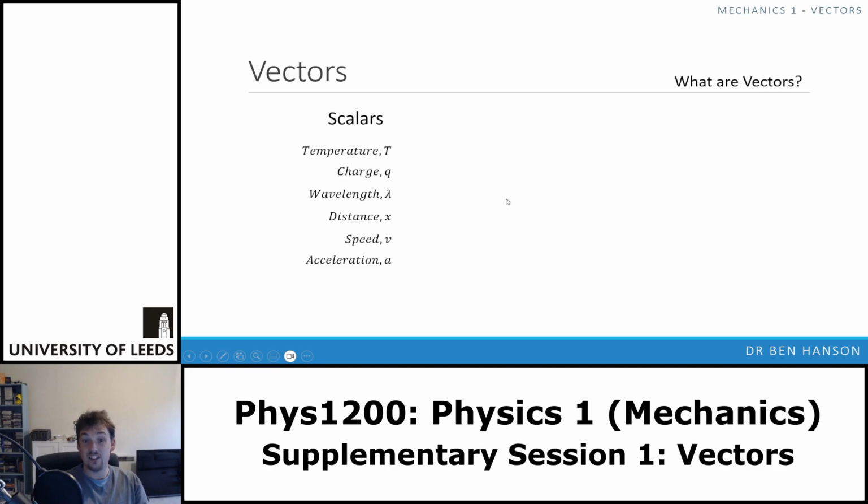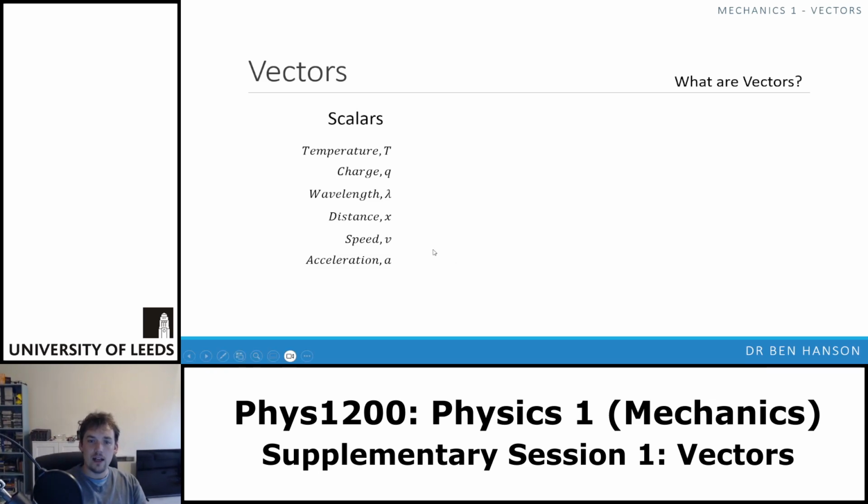Wavelength, that's a length, so that's going to have units of meters. Distance, that's going to have units of meters, probably. Speed, so that's how many meters we cover per second. That's going to have units of meters per second, perhaps.